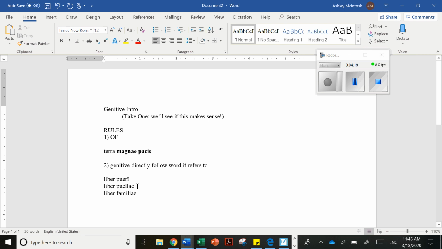This is true in 99% of Latin. The only exceptions that you're going to see to this are in weird poetry that you're not going to be reading in Latin 2. So 2 rules: use the word of, and it directly follows the word that it refers to. Next video is going to cover the ending forms.